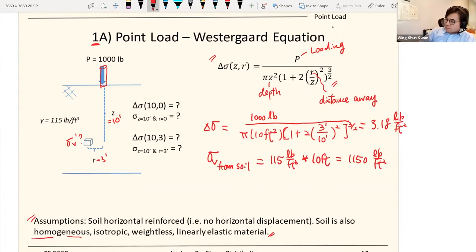And the final stress will equal the stress that you have from the soil plus the distributed stress from the surcharge. So pretty much you superimpose those two, then you will have the final stress conditions.